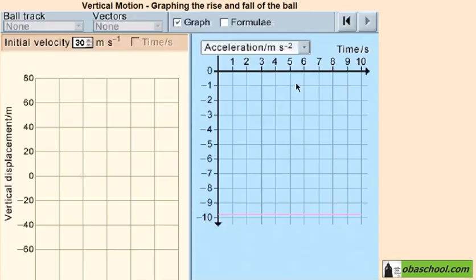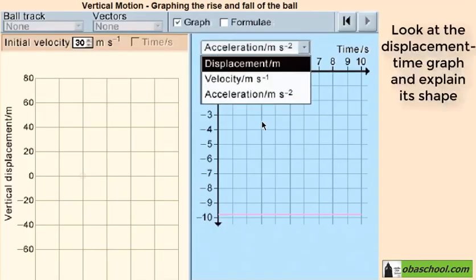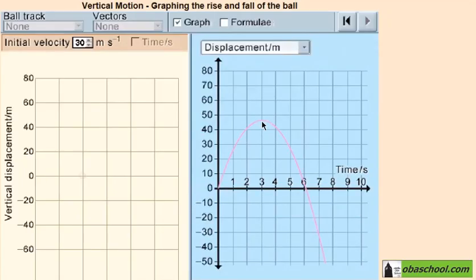Let's select displacement from the graph menu again. Look at the displacement time graph and explain its shape. Yes, the displacement increases more and more slowly as the ball slows down, then more and more quickly as it speeds up. Let's select formula and look at the equation for each graph.